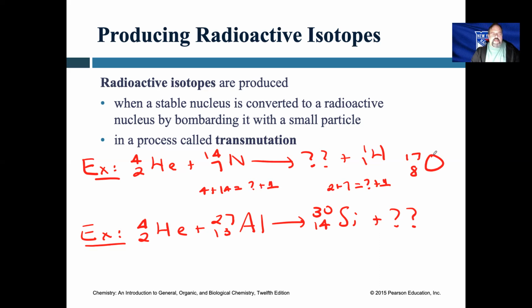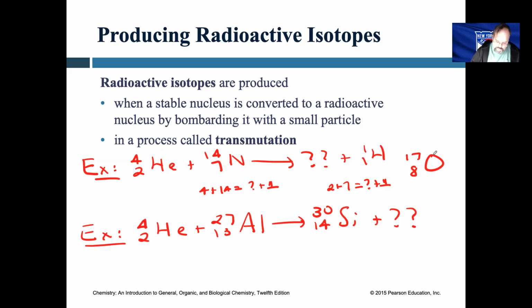In the second equation, we start out with aluminum with a mass number of 27, which is non-radioactive. Again, we're going to bombard this with alpha particles. In this case, we're told that we're going to get silicon with a mass number of 30, which should be the radioactive isotope. But what we want to figure out here is what else is generated in the process. It doesn't change what we're going to do.